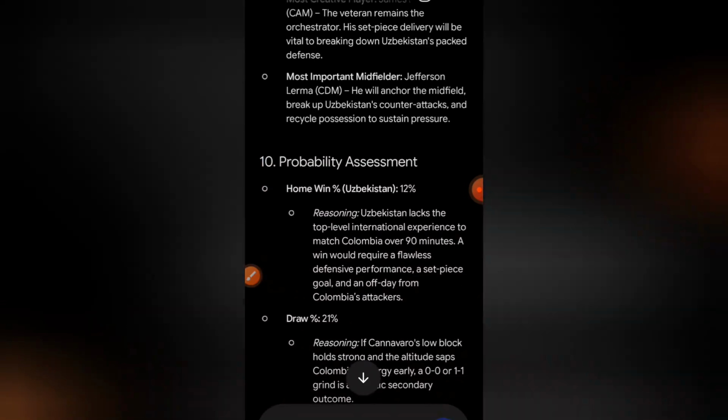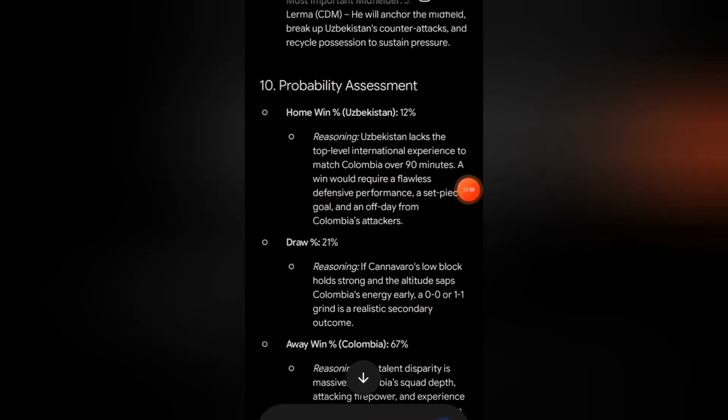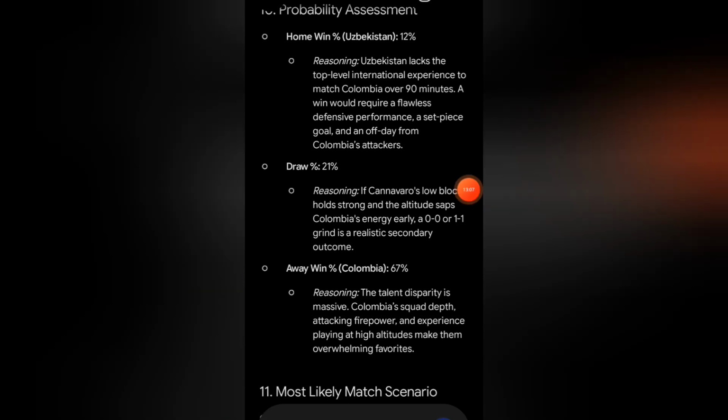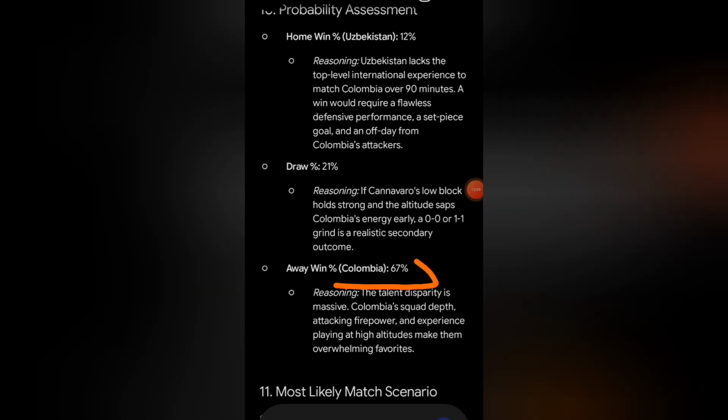Now, moving forward, we have the probability assessment. We have 12% that Uzbekistan will win this match, 21% that the match will end up in a draw, and 67% that Colombia will win. But most times, I'm always concerned about any probability of winning that falls below 68. It is kind of a big concern for me.